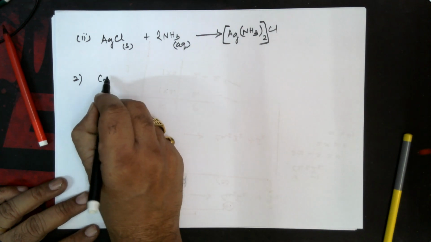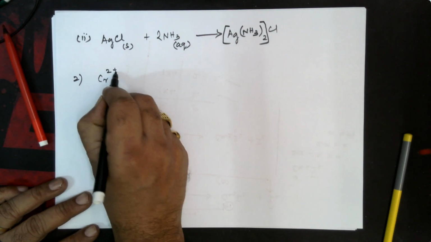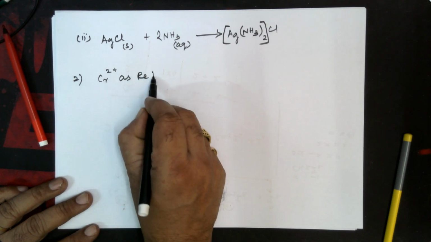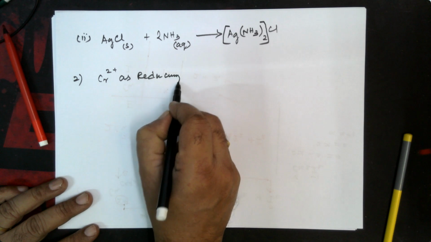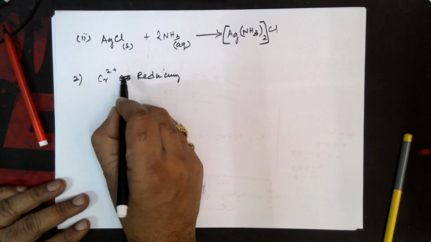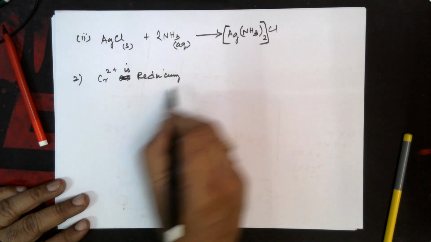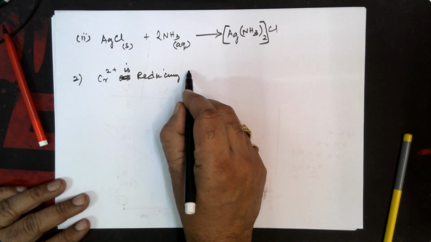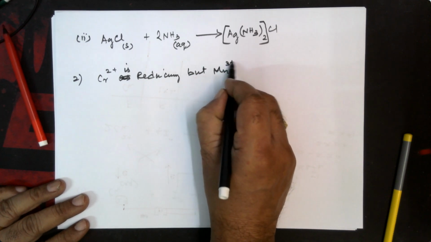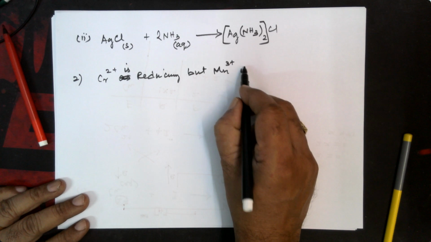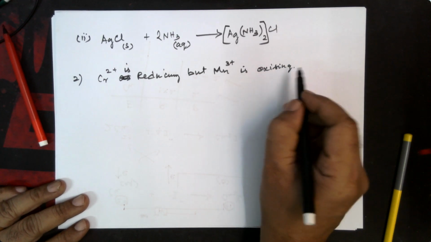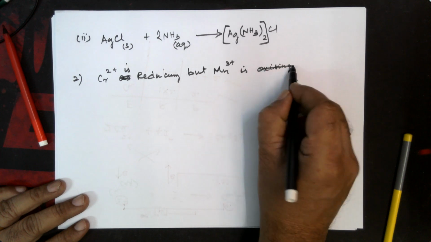So chromium 2 plus is reducing, but Mn3 plus is oxidizing.